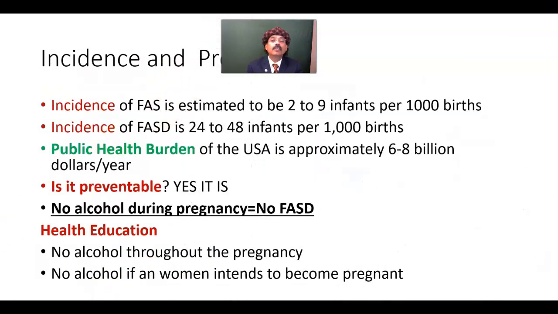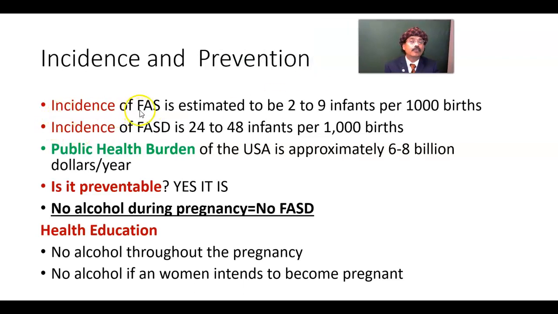Incidence and prevention. Incidence of fetal alcohol syndrome is estimated to be 2 to 9 infants per 1,000 births. It varies from country to country, from person to person. Incidence of fetal alcohol spectrum disorder is 24 to 48 infants per 1,000 births. Again, that is depending on the location. In some countries people don't consume alcohol. They have less chance or no chance to get fetal alcohol syndrome.